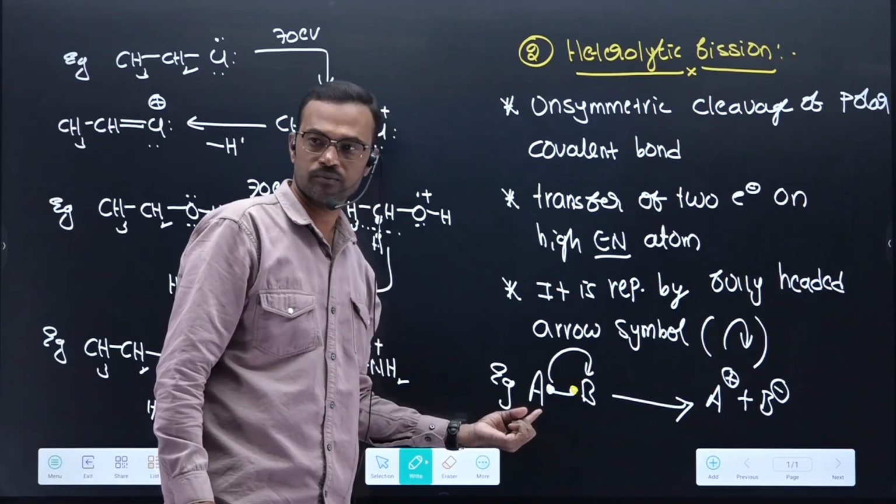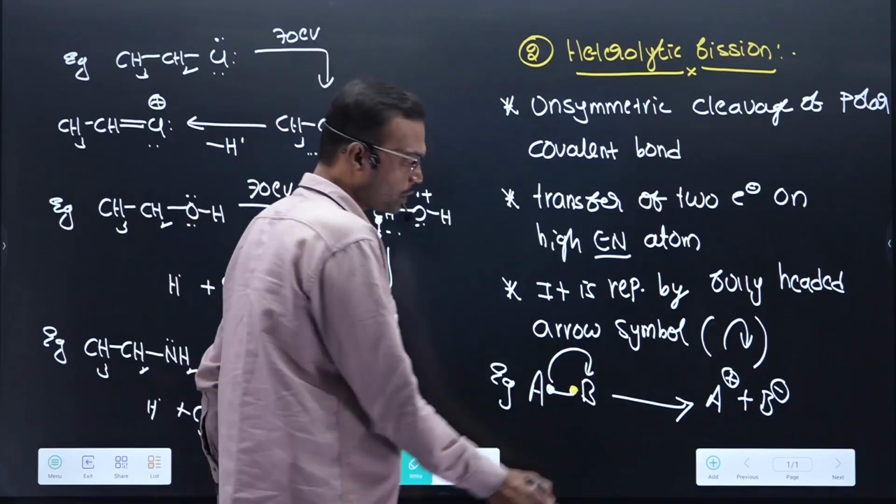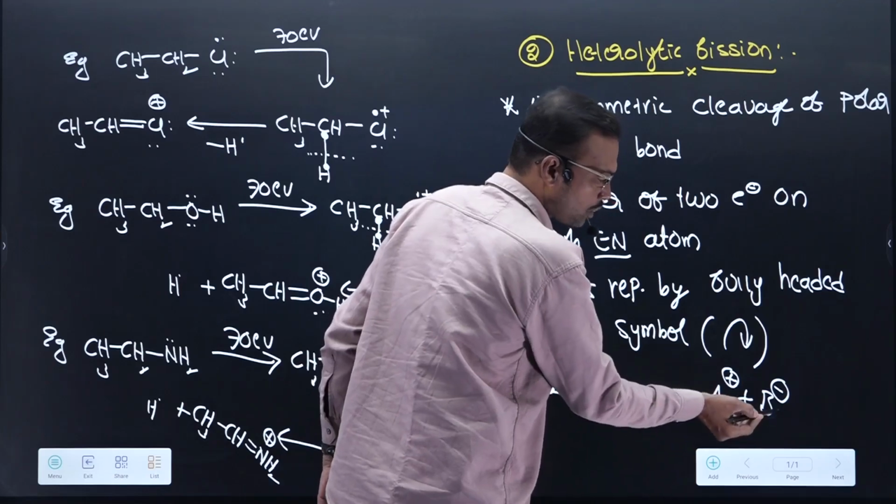Mostly acids. Most of the acids will release a proton. That proton is nothing but H plus. And what about this? It is a negative ion, the conjugate base.